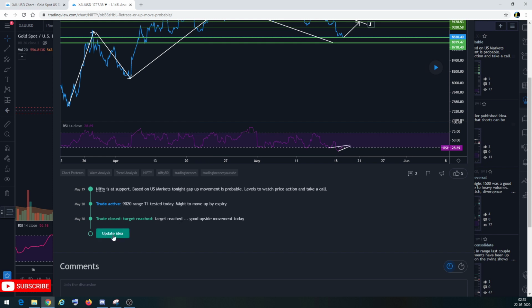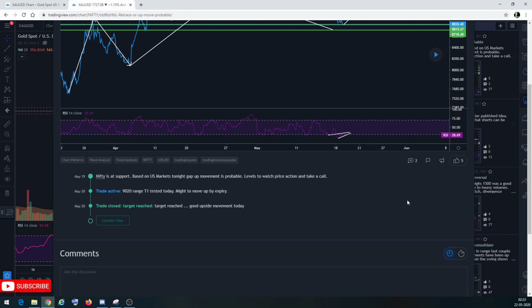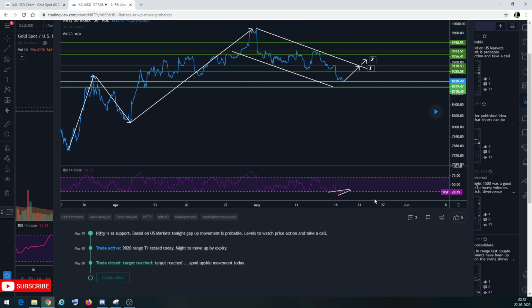I've even updated this idea saying target close, so you can mark trading closed manually, target reached, target closed, trading cancelled. All those things you can select from the drop down. Or if it's just a comment, you can describe whatever you want to say and update. It's a great thing because a lot of people who are following you can watch this, and most importantly, you can follow your own trades in terms of how good your ideas have been, how successful your trades have been.